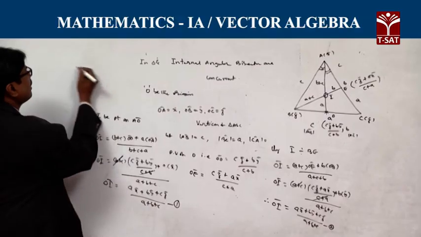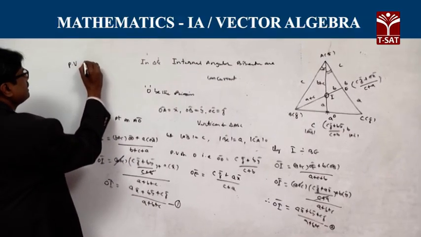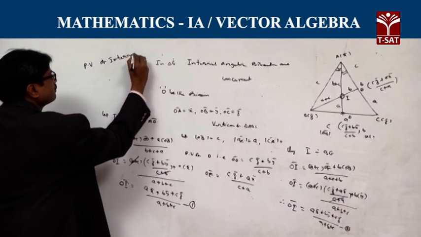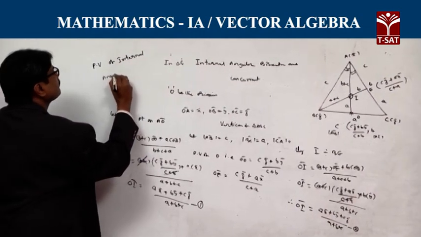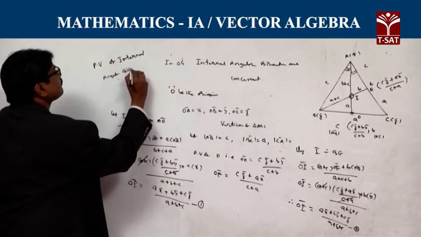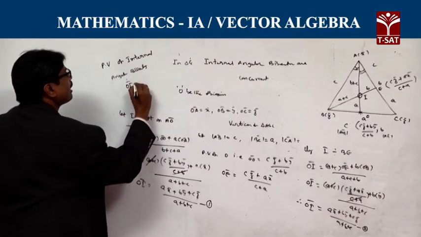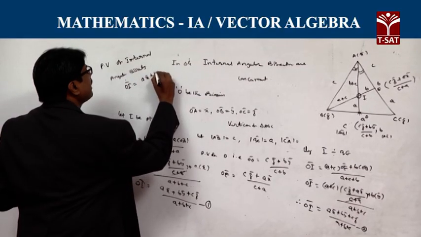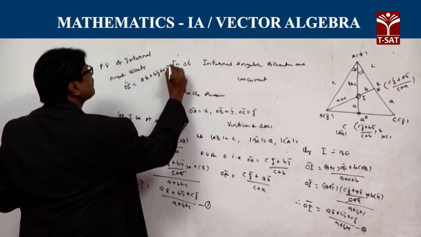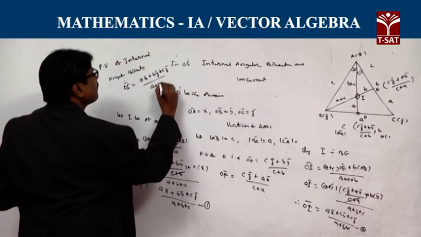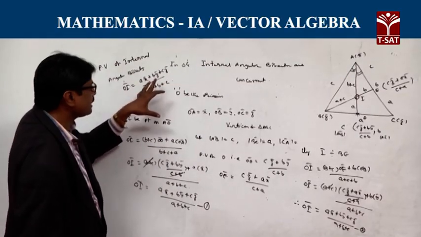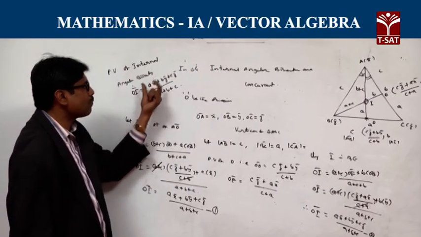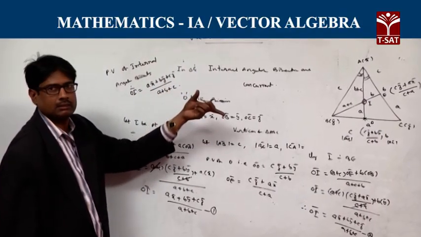The position vector of the internal angular bisectors, OI bar, will be equal to A times X bar plus B times Y bar plus C times Z bar, divided by A plus B plus C. What are X bar, Y bar, Z bar? They are the vertices, whereas A, B, C will be the sides.